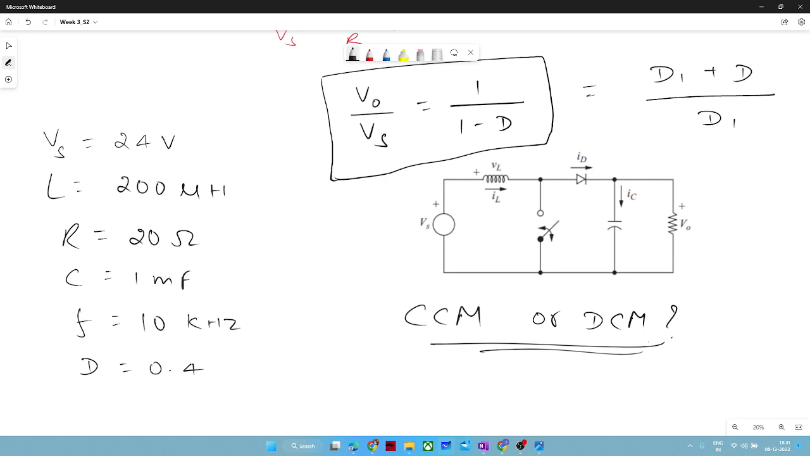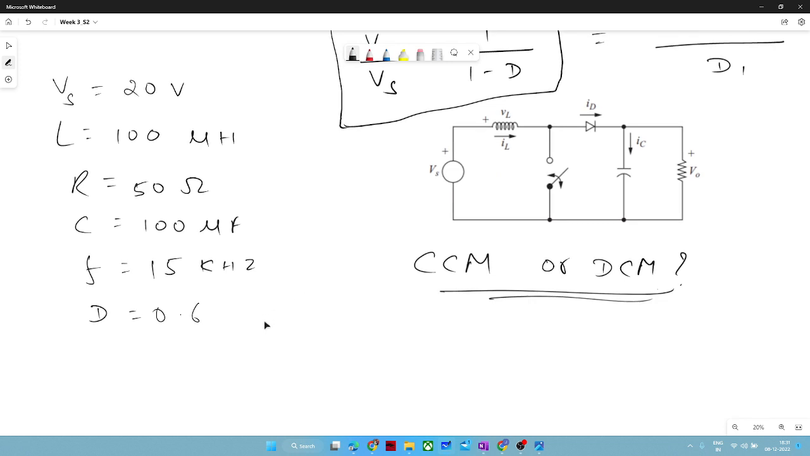So I think I have given the wrong values here. Sorry for that. I will immediately rectify these values. Otherwise, this problem will be messed up. 20 volt, D is 0.6, frequency is 15 kilohertz, capacitance is 100 microfarad, resistance is 50 ohm, and inductance is 100 microhenry. Sorry about that. I took the same data as of last lecture of buck converter.